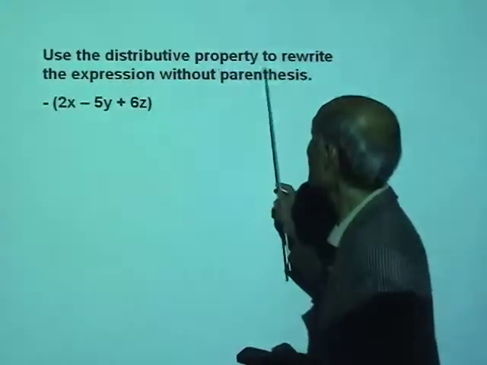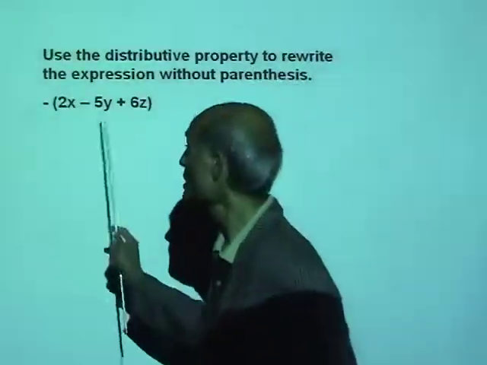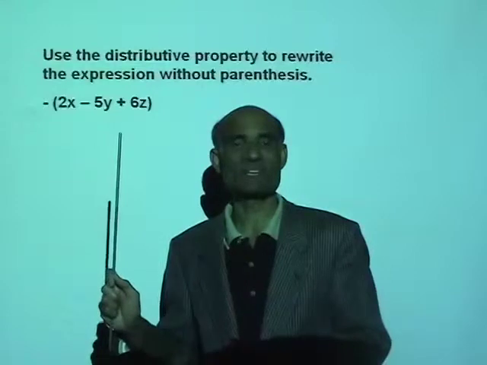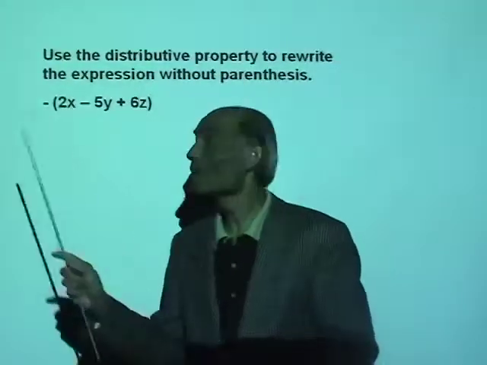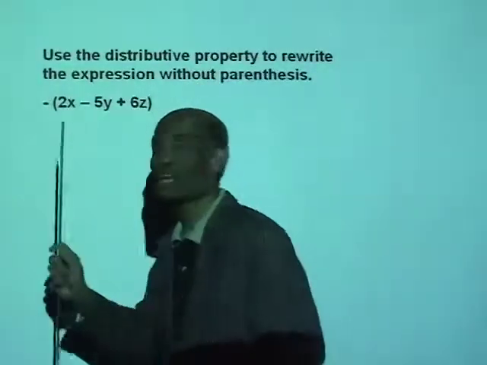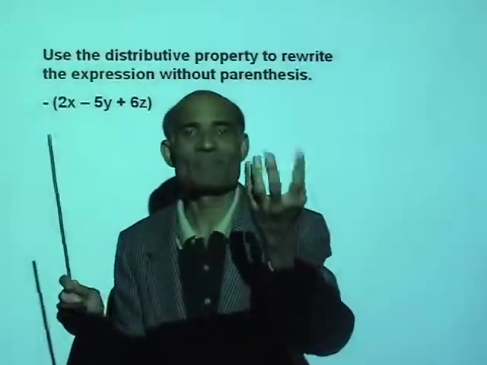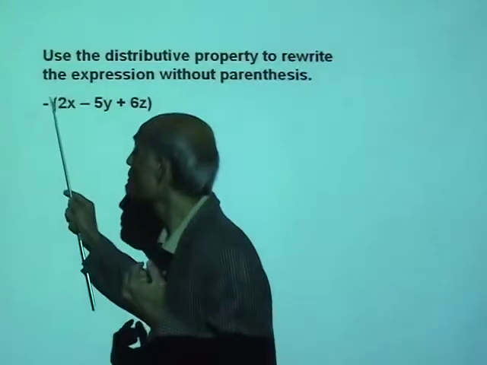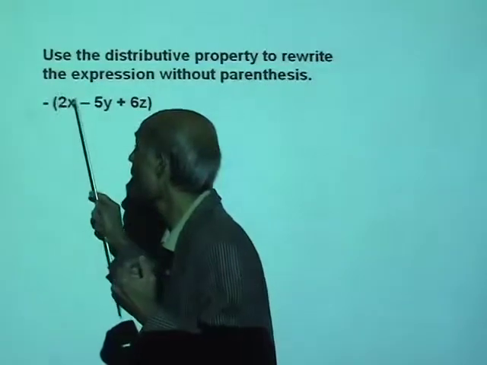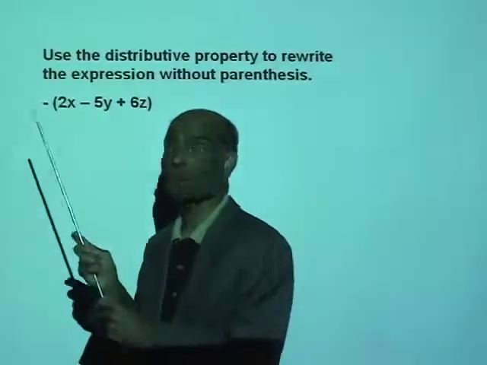Use the distributive property to rewrite the expression without parentheses. Look at this. You have simply a negative sign sitting outside the parenthesis, and you need to distribute that negative sign. Now, you understand that when a negative sign sits alone, it actually means a negative 1. So, you distribute this negative 1, which means you multiply this negative 1 with every term inside. Let's do that mentally in the beginning.